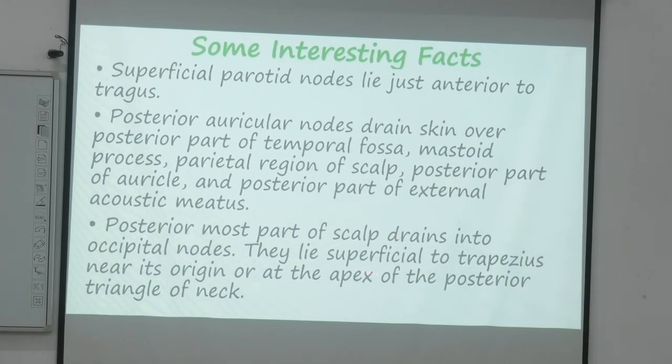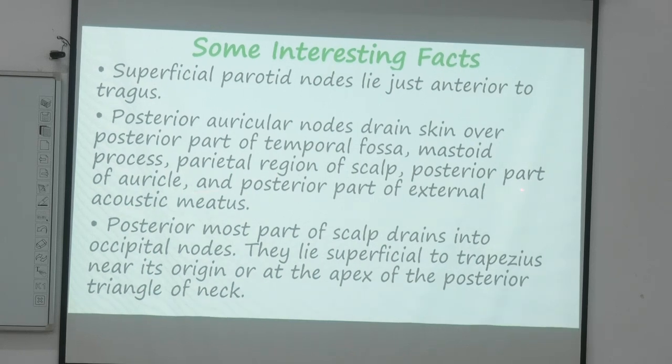The posterior-most part of the scalp drains into the occipital nodes, and they lie superficial to trapezius near the origin, or at the apex of the posterior triangle of the neck. So these are the lymphatic drainage. The superficial parotid node lies just anterior to the tragus. Posterior auricular nodes drain the skin of the posterior part of the temporal fossa, mastoid, and parietal region of the scalp, the posterior part of the orbit, and the posterior part of the external acoustic meatus. So this is the lymphatic drainage.